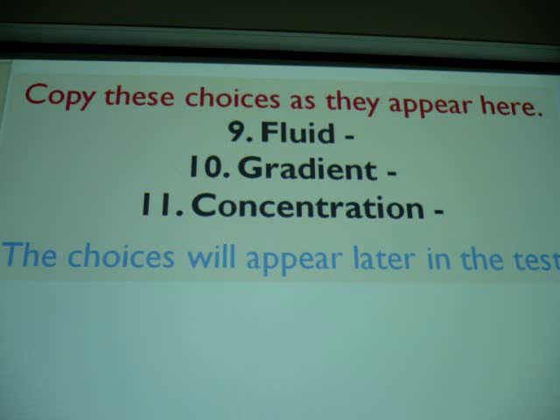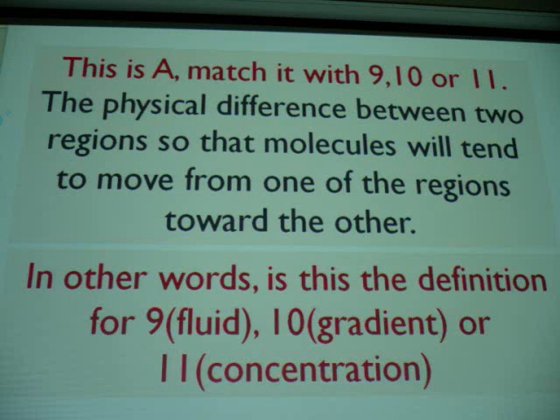Let's see what the slides say, if I remember. It's a physical difference in regions that makes them move back and forth. That'd be gradient. I'd move from one to another. If the gradient is equal, is any movement going to happen? No. All right, next one.